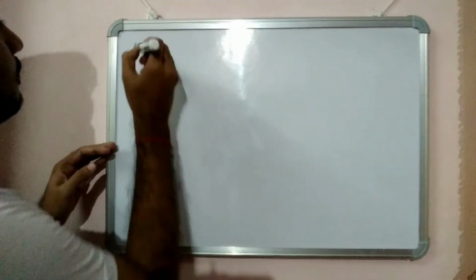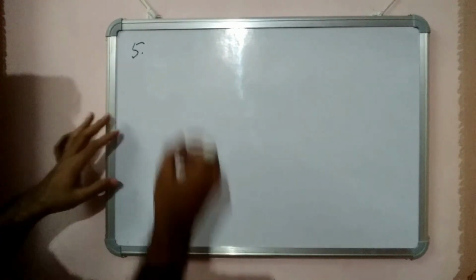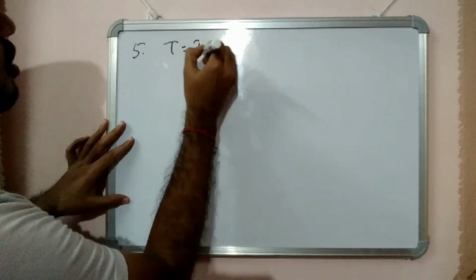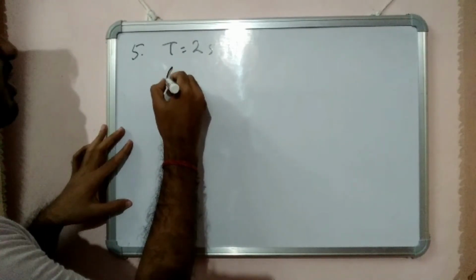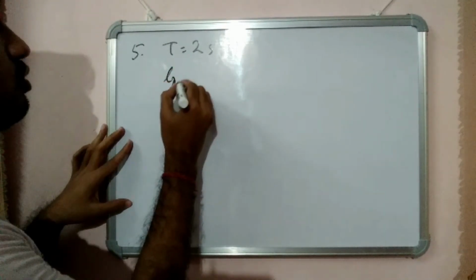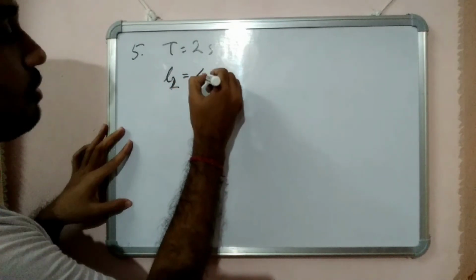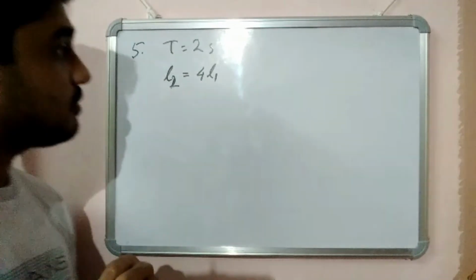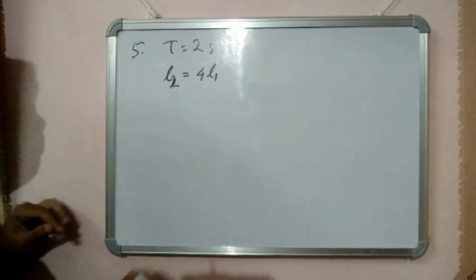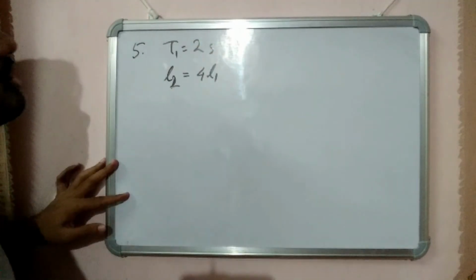Problem 5. Here the time period is given as 2 seconds, and the extended length, let's say L2, is 4 times L1. That is, we have increased the length by 4 times. So what will be our time period? Change in time period, this is our question.